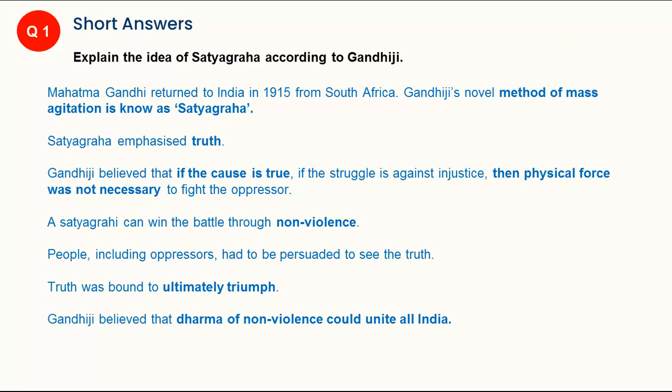So when Mahatma Gandhi returned to India in 1915 from South Africa, Gandhiji's novel method of mass agitation is known as Satyagraha. Satyagraha was based on truth. Gandhiji believed that if the cause is true, then there is no need for physical force. If the struggle is against injustice, there is no need for physical force to fight the oppressor. Satyagrahi can win the battle through non-violence. Truth was bound to ultimately triumph. Gandhiji believed that dharma of non-violence could unite all India.